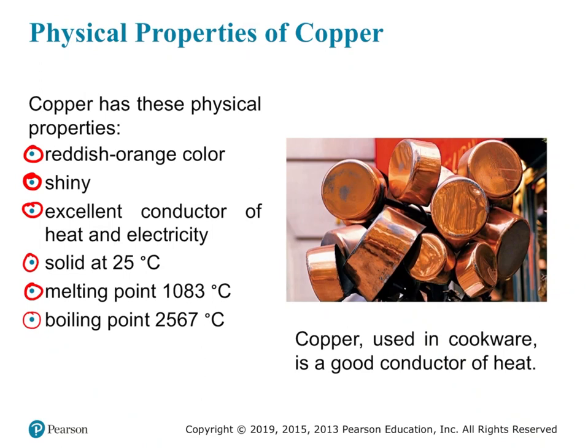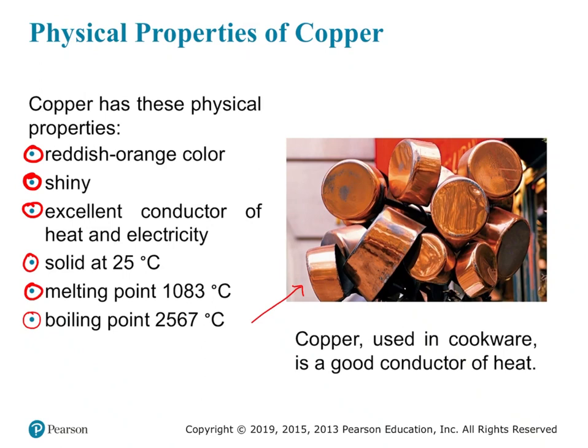2567 degrees Celsius. So the melting point and boiling point of copper is really high, which is good for cooking. So copper is typically used in cookware, and you can see some pots and pans over there made of copper. But additionally, copper can conduct heat really well, so that's why we also use it in cookware. But again, these are some physical properties that describe copper. And again, we're not changing the identity of copper when we're describing these properties.